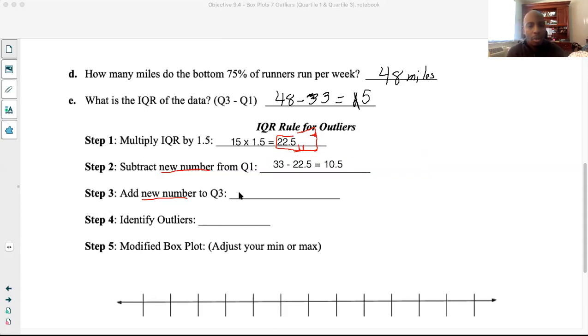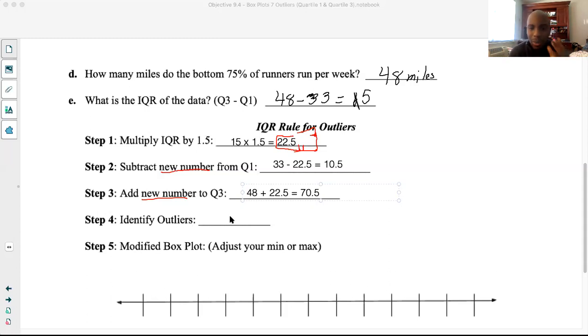Let's keep going. What about quartile 3? We add this number to quartile 3. Quartile 3 was 48, so 48 plus 22.5 gives us 70.5. If we have a number that's greater than 70.5, that number is further out than our data, so it would be considered an outlier.